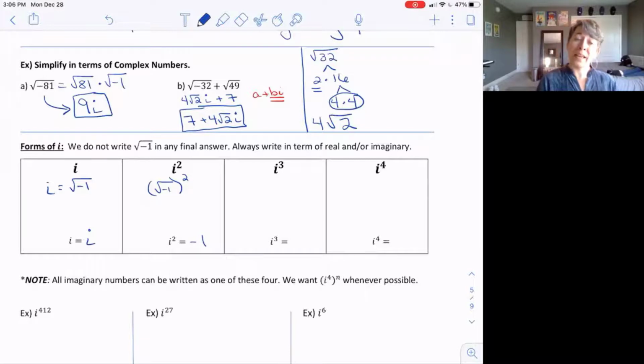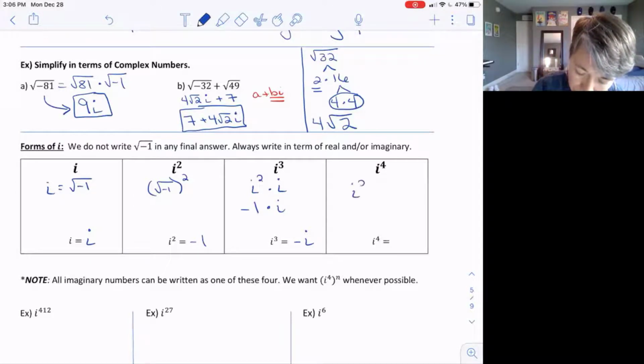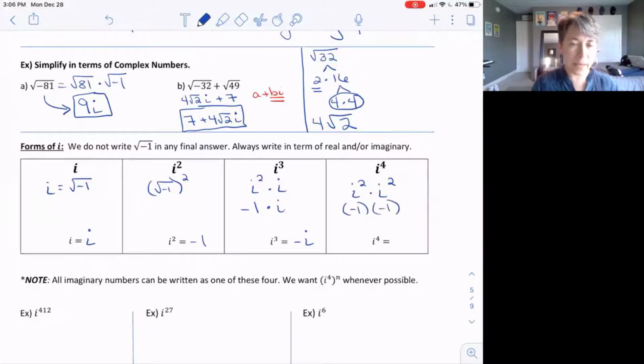If we were to take i cubed, that's the same thing as i squared times i. Well, we know i squared is already defined as negative 1 times i, so i cubed is negative i. We can also write i to the 4th as i squared times i squared. Both of these equal negative 1, and negative times a negative gives you a positive.